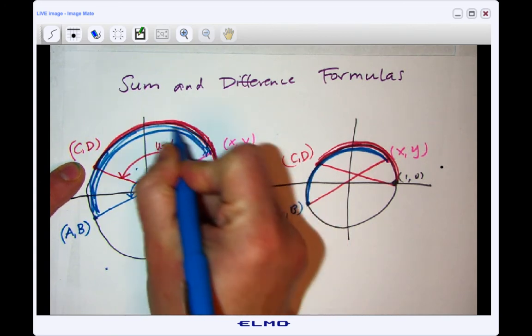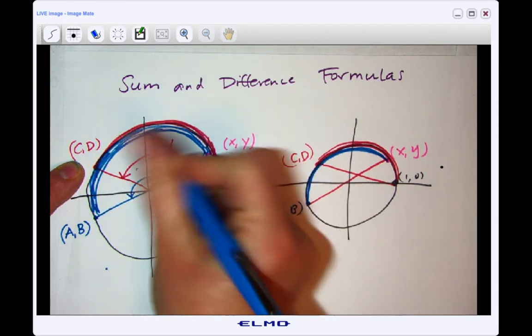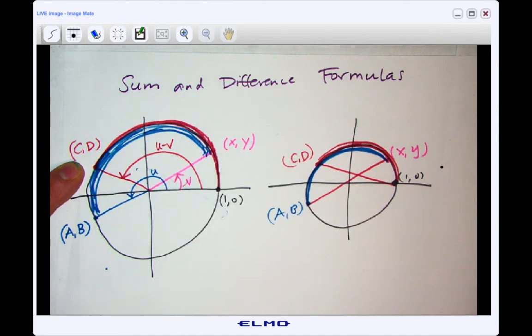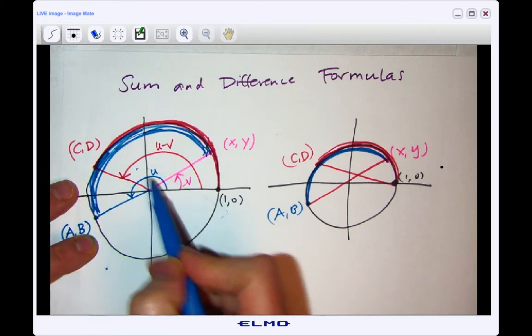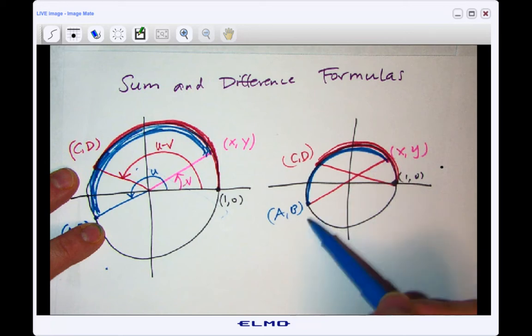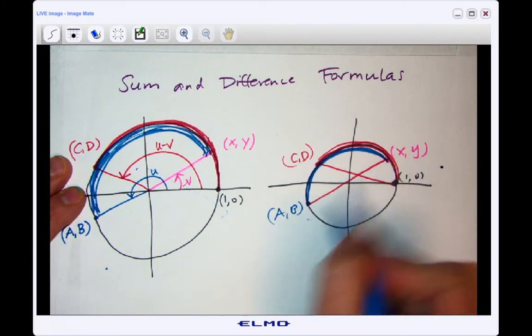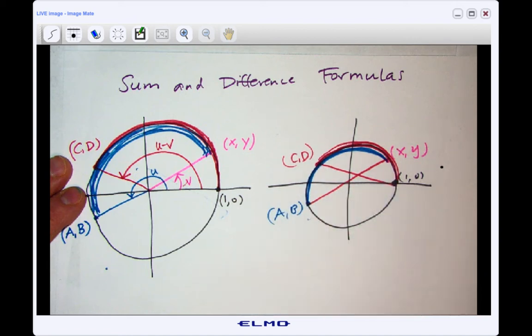So do you see how this blue arc, the central angle here for this blue arc, would also be U minus V? So if the angle lengths are the same, that means these arc lengths are going to be the same. And it also means that these chords are going to be the same. So we know from geometry that these chord lengths are going to be the same size.